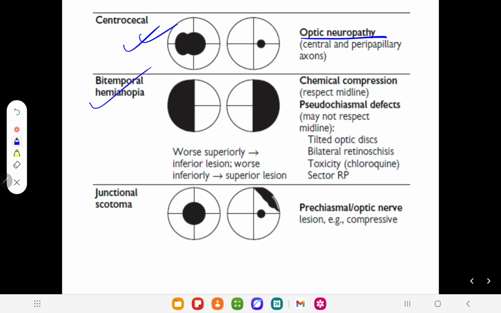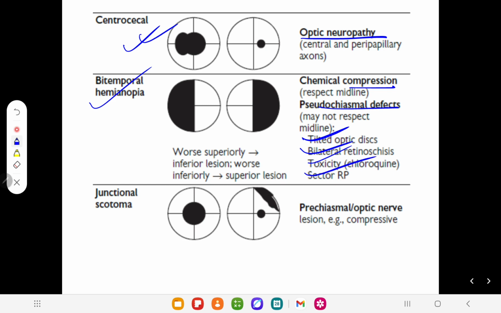Bitemporal hemianopia is a typical case. Whenever you see bitemporal hemianopia, what do you think? So the first thing you think, papilledema, isn't it? So sorry, pituitary adenoma. I'm sorry. So there is something compressing, as in pituitary adenoma, or a pseudochiasmal defect. Sometimes a pseudochiasmal defect may be caused by a tilted disc, temporal retina cases, toxicity.